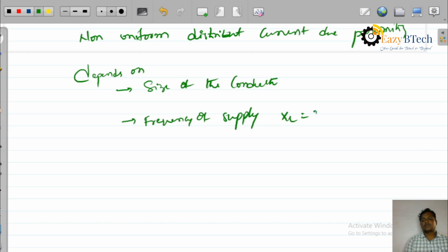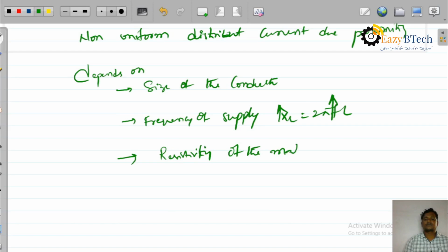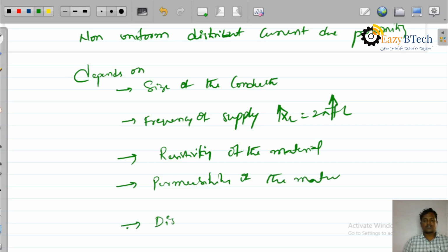XL is directly proportional to 2 pi FL. If F increases, automatically inductance increases, and the current flowing through that particular conductor is less. Next, the resistivity of the material and the permeability of the material, and the distance between the conductors. The distance between the conductors will influence the proximity effect.